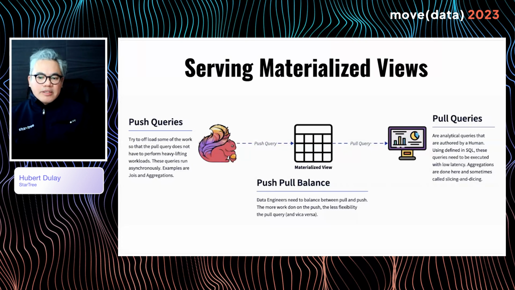The pull query is typically a synchronous request-response API, while the push query is an asynchronous push, or updating, of the materialized view. So there is a balance you have to make depending on what your use case will be.